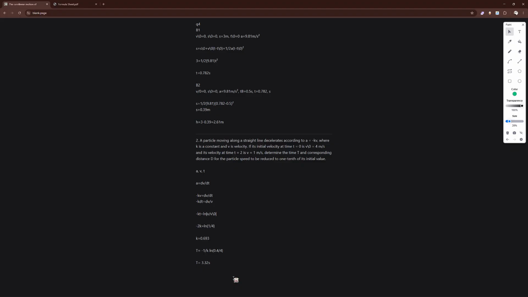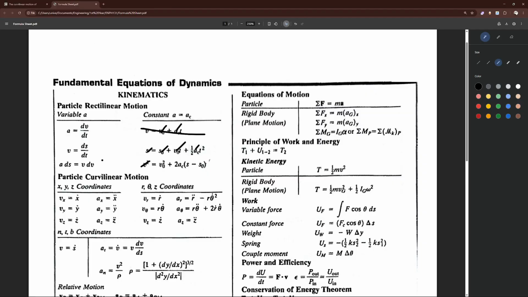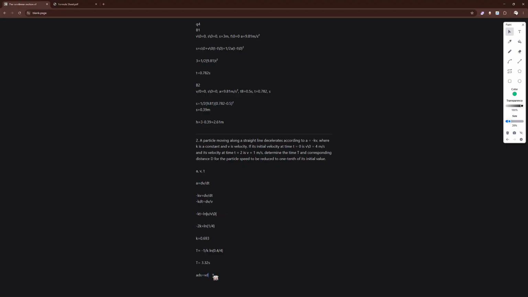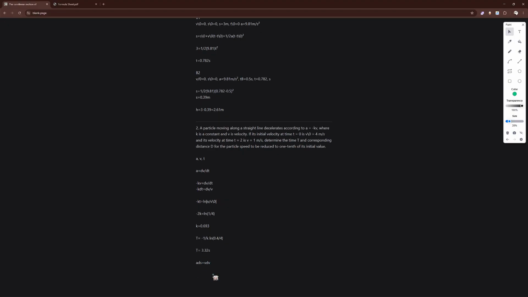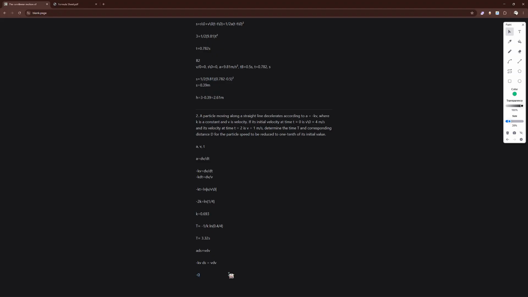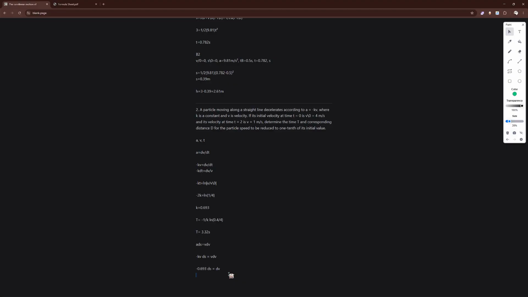How can we get distance? If we look at our formula sheet, we do have this formula here: a ds equals v dv. Very easy. Negative kv ds equals v dv. The v's cancel, and you're left with negative, I'm going to write in the value for k now, 0.693 ds is equal to dv. Integrate from S1 to S2. We're looking for S1 to S2.